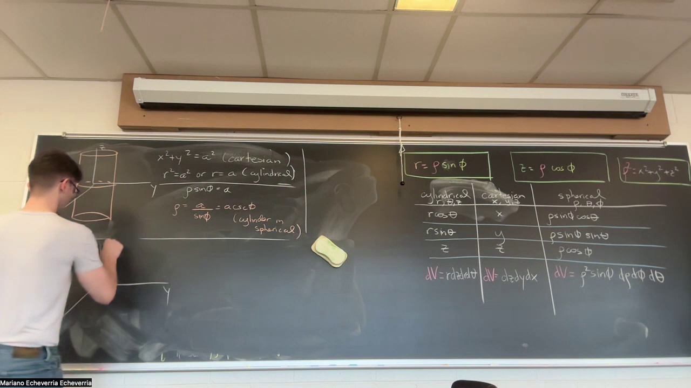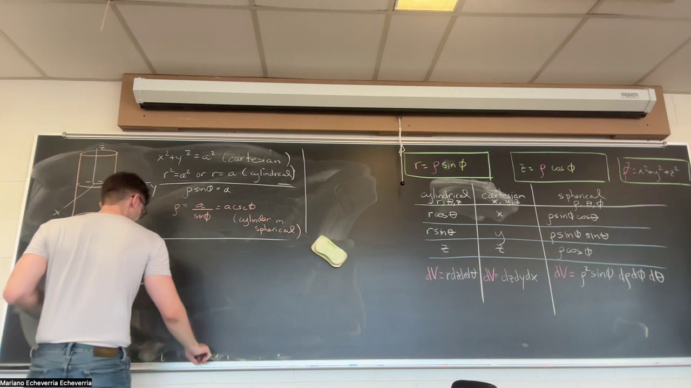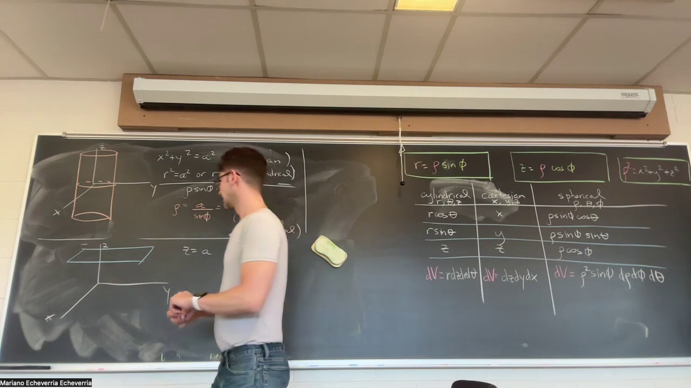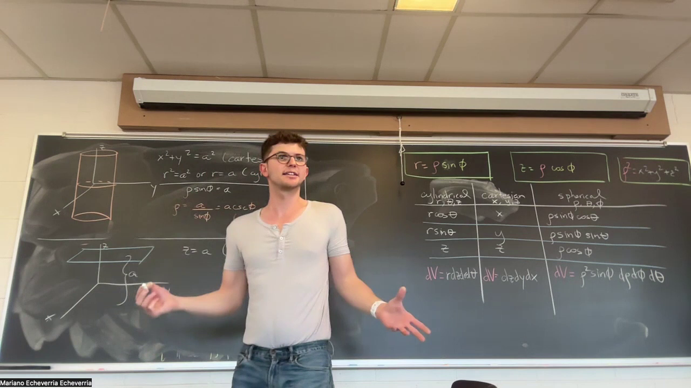So the last equation is a plane of constant height, something like z equals a. So that is all the points whose z coordinate equals a. So here's the height a. This is how it looks in Cartesian. How does it look in cylindrical? Exactly the same, because z remains z in cylindrical, so it's the same in cylindrical.